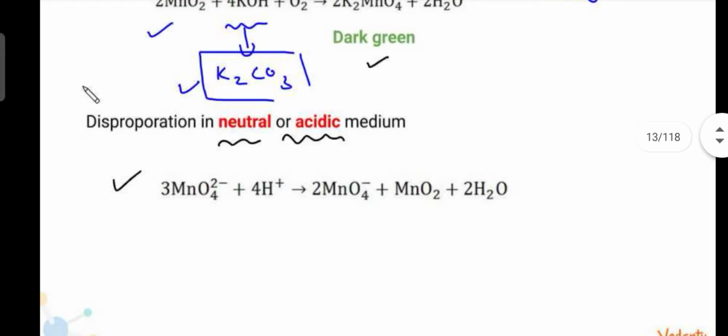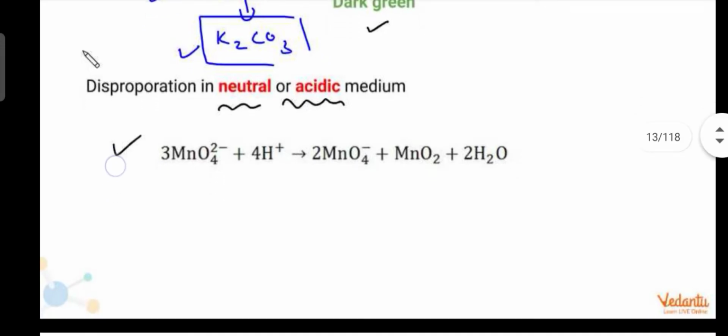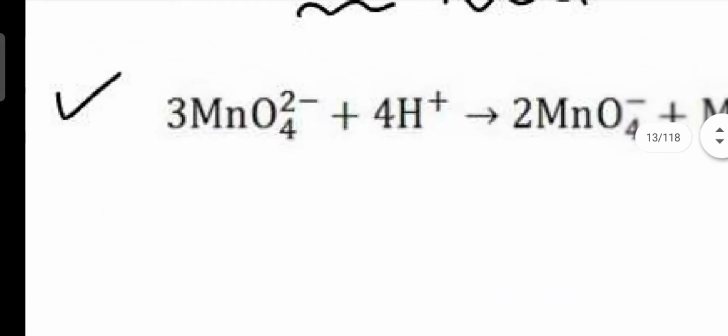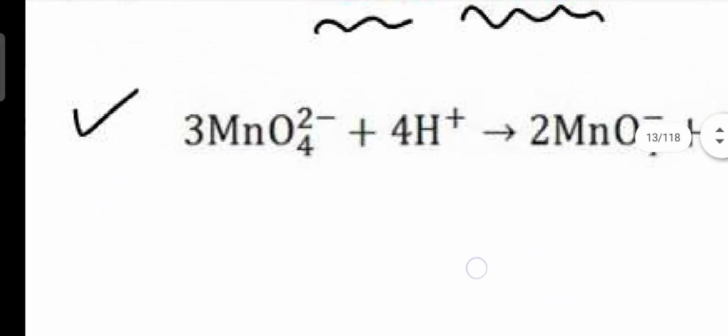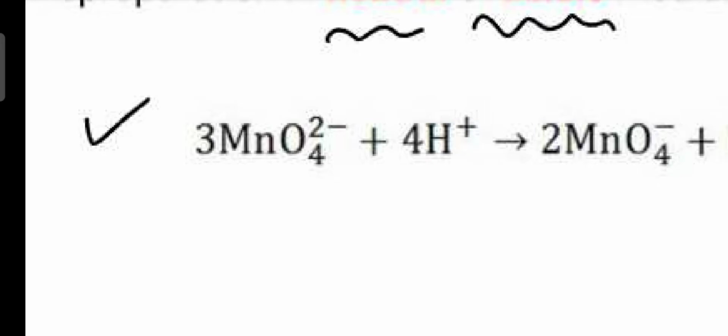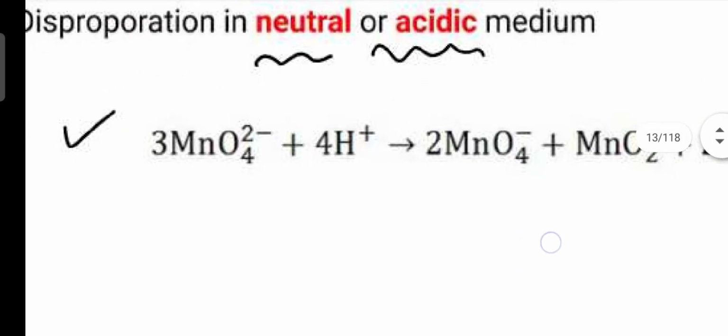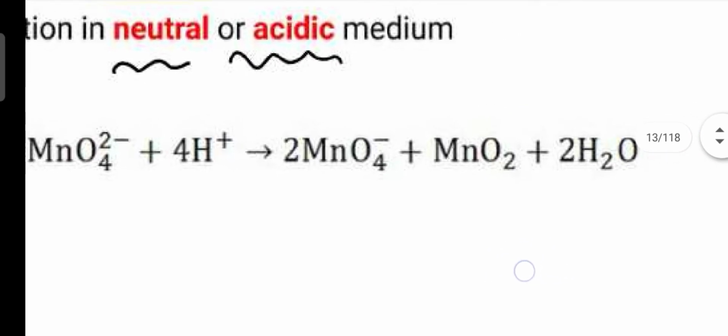Now the disproportionation in neutral or acidic medium will take place for potassium manganate, which is MnO4 2-. See the oxidation state of this compound. It will be plus 6. How plus 6? O4 is minus 8, plus 2, so this is minus 6, means Mn is in plus 6 oxidation state. So it will disproportionate in neutral or acidic medium to give you MnO4 minus, MnO2 and 2H2O.